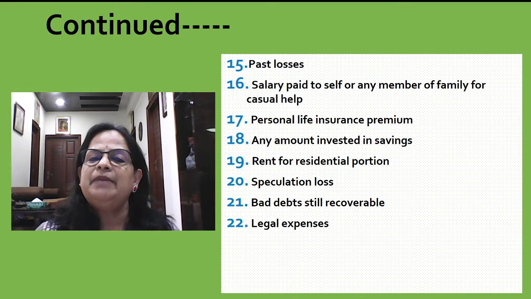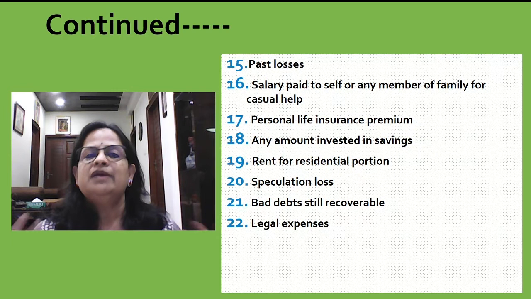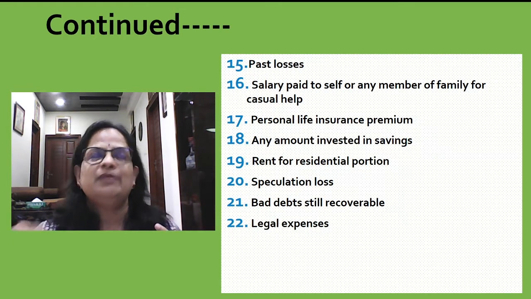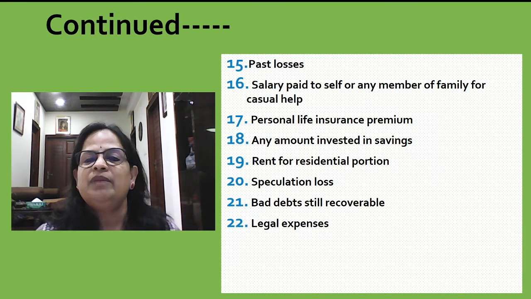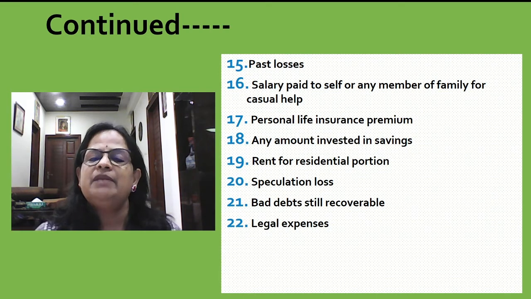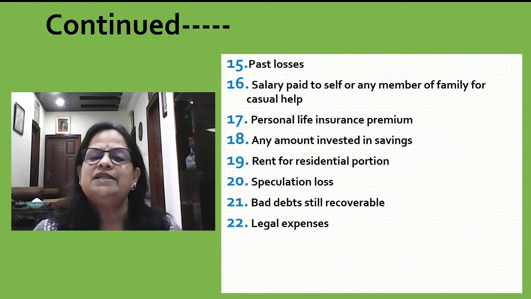Similarly, salary paid to self or any member of family for casual help. Usually proprietors will claim that the son is working or daughter is working part-time or wife is working part-time, and we are paying salary. It is not allowed. Now personal life insurance premium, it is not allowed because it's personal expenditure. It is not for the business. Any amount invested in savings, it can be in LIC, it can be in any bank investments, national savings certificate, any sort of savings, it's not allowed because we are debiting the expenses which are related to business.